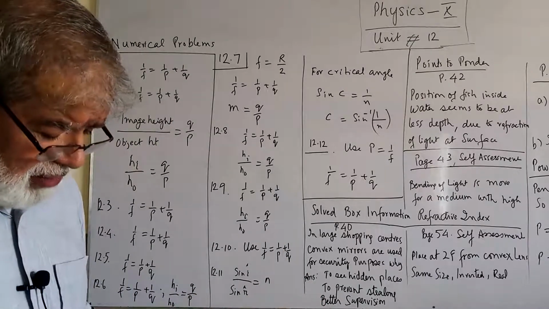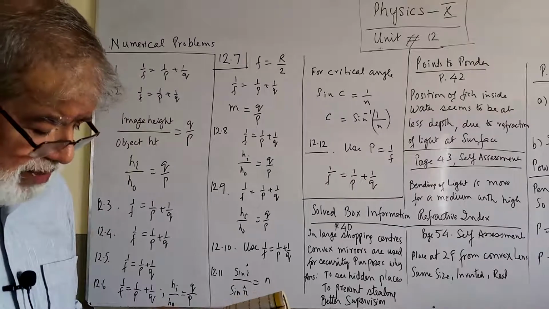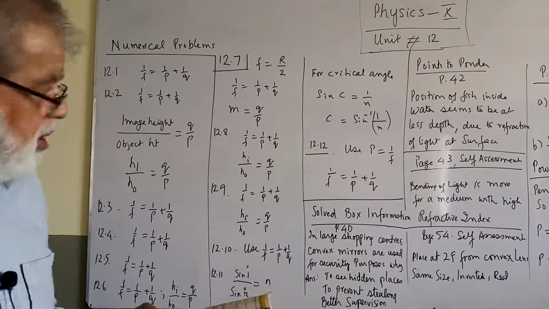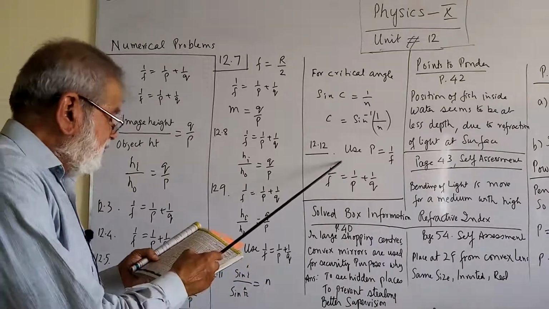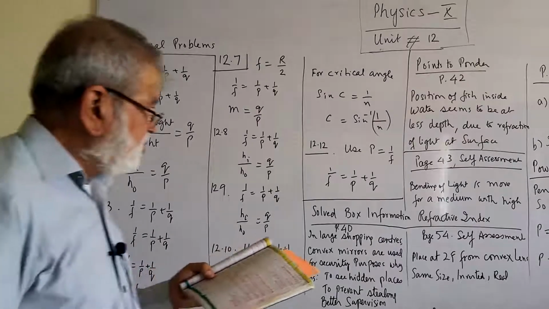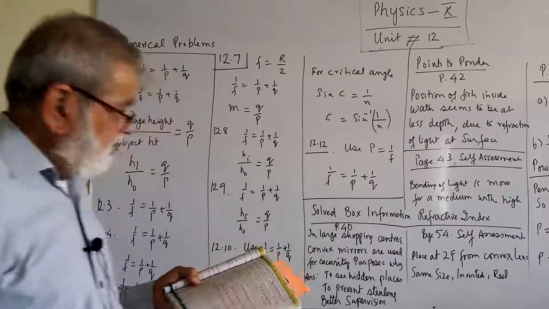12.12. The power of a convex lens is 5 D. At what distance should the object be placed from the lens so that a real image two times larger is obtained? For this, use this formula: P is equal to 1 over f. The power of the lens is equal to the inverse of the focal length, and 1 over f is equal to 1 over p plus 1 over q.